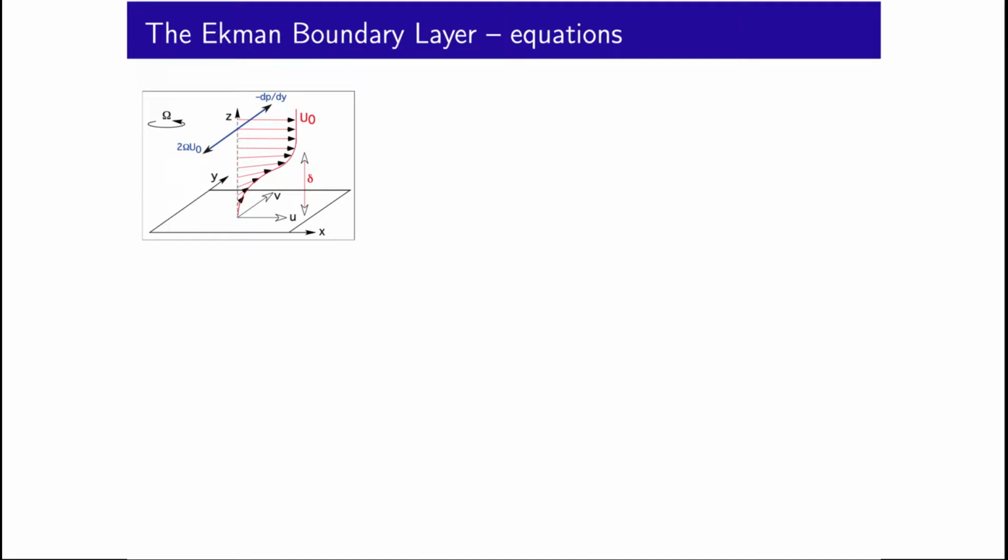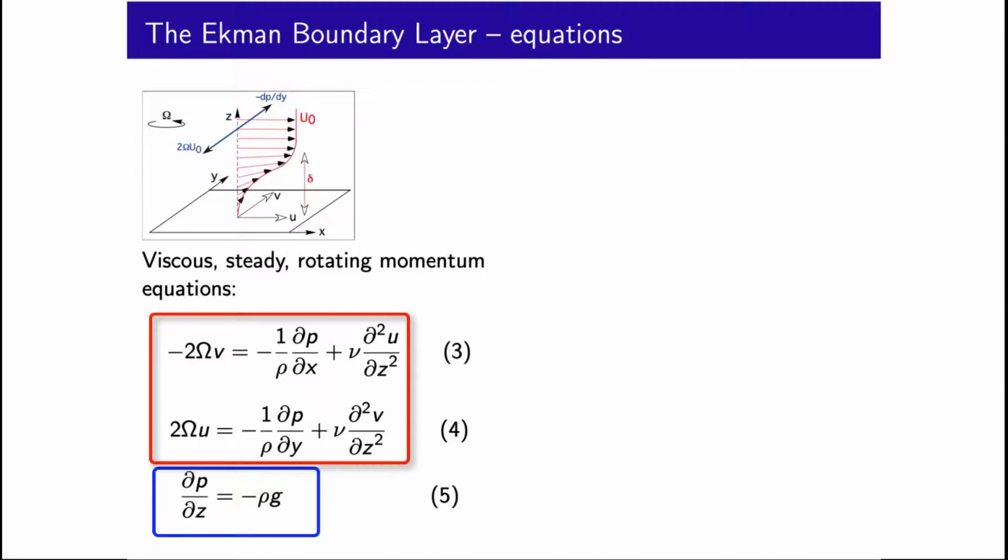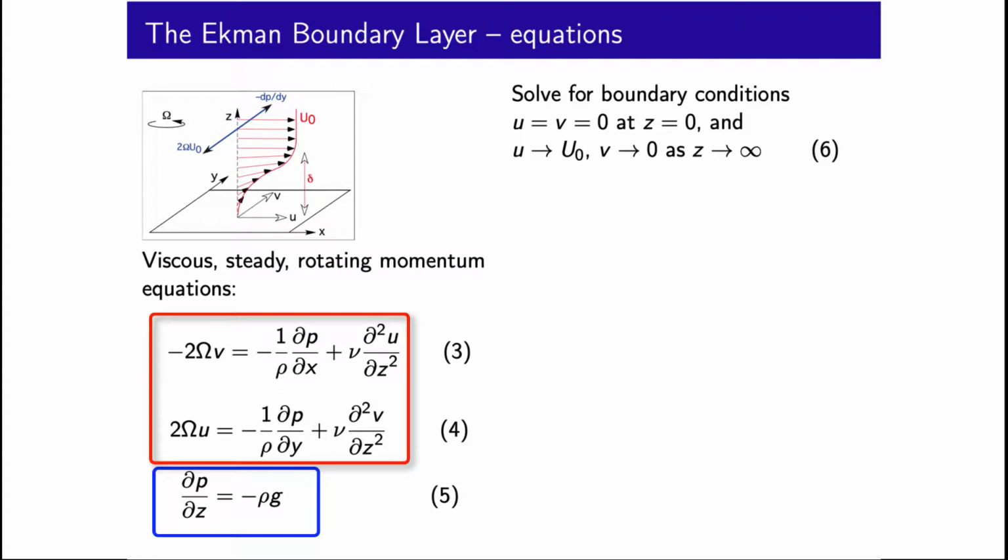We are now going to go through the derivation of equations to describe the flow within this viscous boundary layer. We begin with the steady, rotating momentum equations, but this time we hang on to the viscous terms. So these are the geostrophic equations in x and y with viscosity, and the hydrostatic equation in the vertical. We want to solve these equations given the boundary conditions that u equals v equals 0 at z equals 0, the boundary, and that as z gets large, u goes to u0 and v goes to 0.